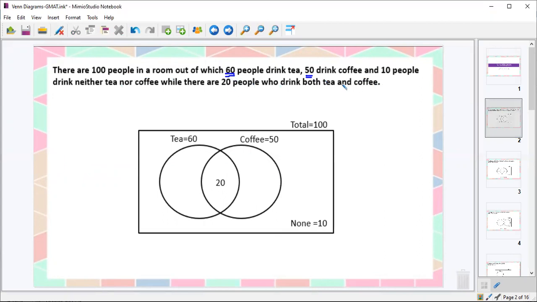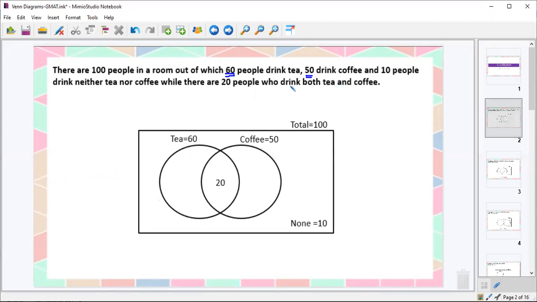If I just simply look at the numbers, 60 drink tea, 50 drink coffee, 10 people don't drink tea or coffee. So the total comes out to be 120, whereas I have only 100 people in the room. So this signifies that there's going to be some overlap between the people who drink tea and who drink coffee. There would be some category of people who drink both the drinks, both tea and coffee. So I'm going to represent it with the help of a Venn diagram in this format.